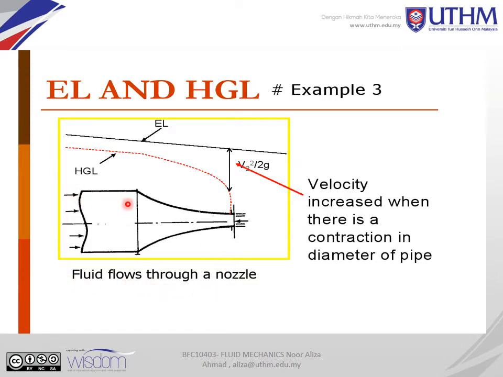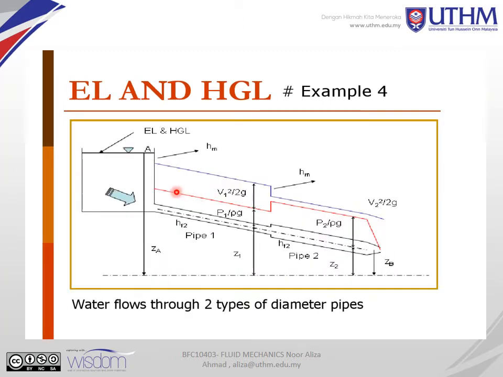Example 3, when fluid flows through a nozzle. When fluid flows from the nozzle, the velocity increases because there is a contraction in the diameter of the pipe. So automatically the EL stays steady, and the HGL increases like this red line here. So this is example 3, fluid flows through a nozzle.